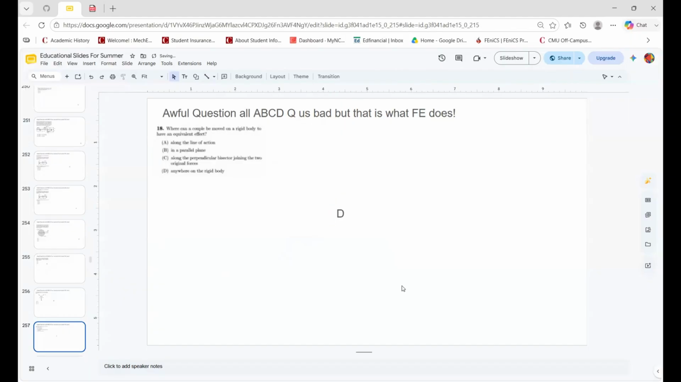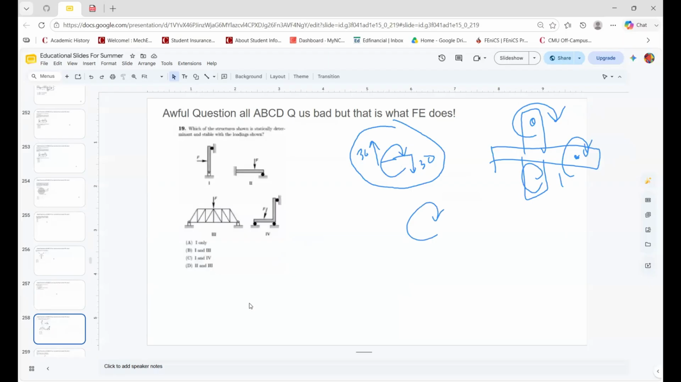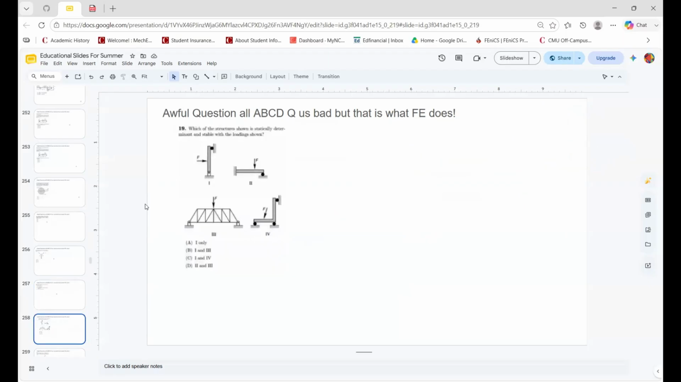So if you have a moment like this, it's a couple, right? So 30 over 30. It implies that you can move it anywhere in the body, because that's a moment now. If this moment is over here, you can move it over here, you can move it over here, as long as it has a rigid body connector. That's a very powerful property that's used everywhere, and it basically is what we use all the time. Which of the following structures is statically determinate and stable with the load shown?